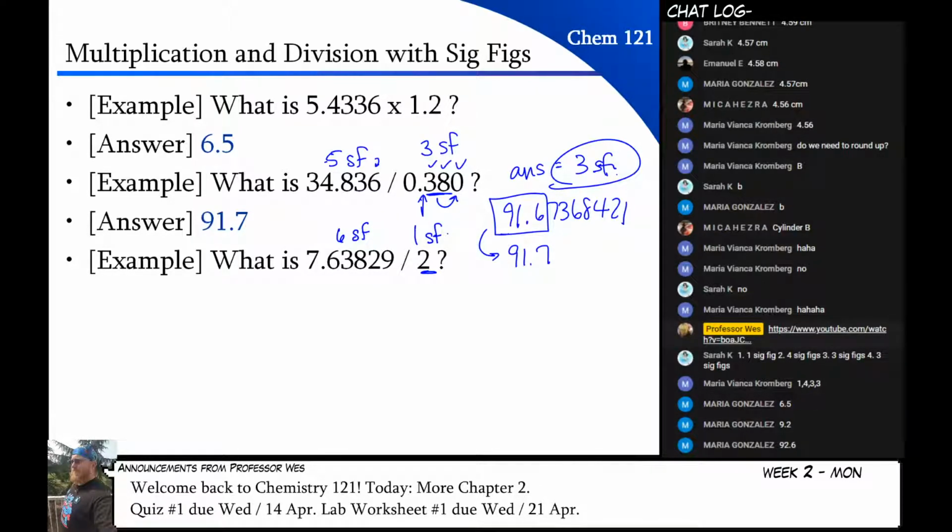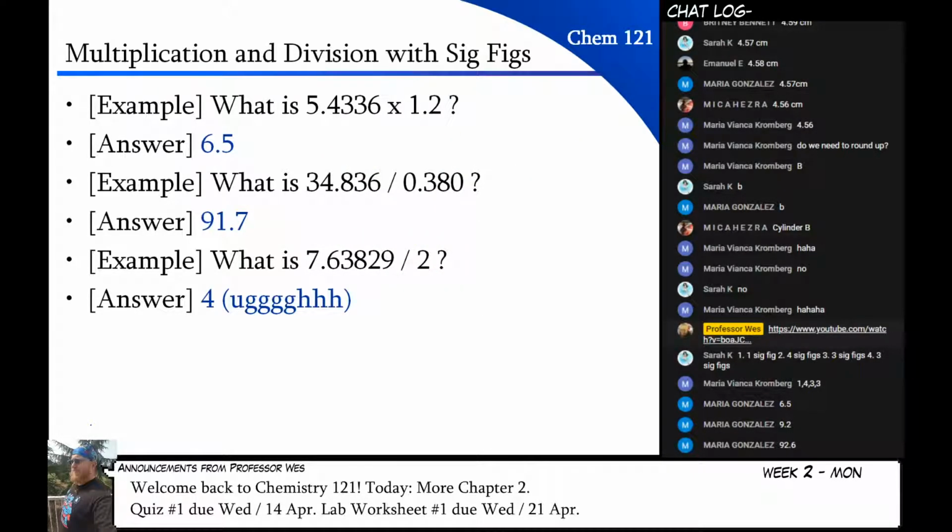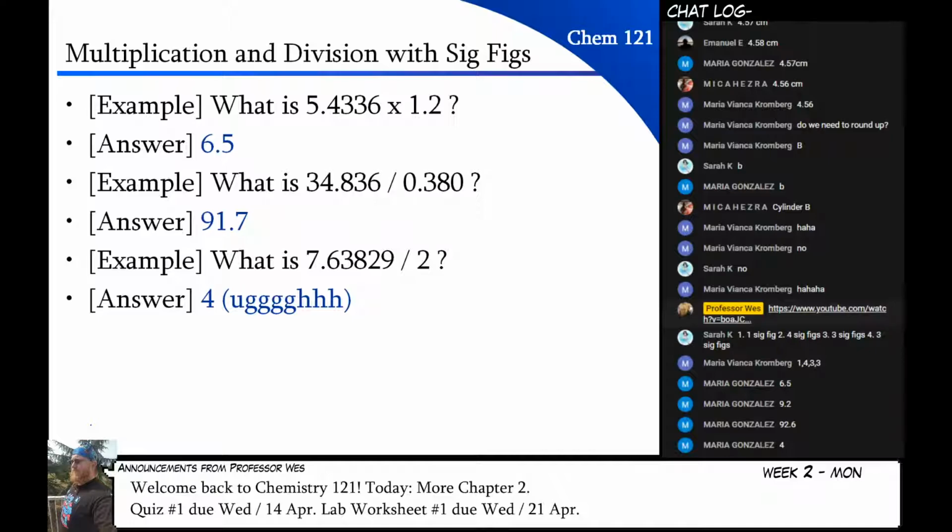So 7.63829 divided by 2, my calculator says 3.819145. But I only get to keep 1 sig fig, so I have to round this to 4. Which I know, it sounds totally obnoxious that we have to do that much rounding. But based on the number 2 there that we used, that 2 is not very precise at all, and it ruins our accuracy. Alright, sounds like you got the hang of it.